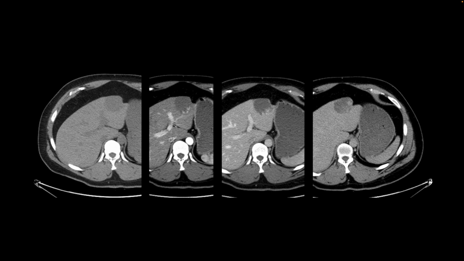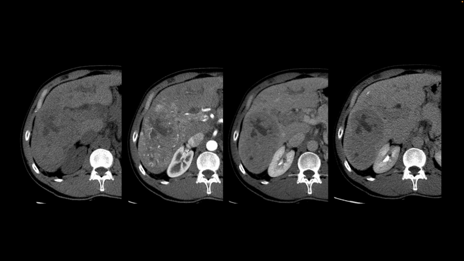Here is another patient where we have performed multiphasic CT: non-con, arterial phase, portal venous, and delayed. We are evaluating this hypodensity in the left lobe of the liver. It shows centripetal contrast enhancement consistent with the hemangioma.